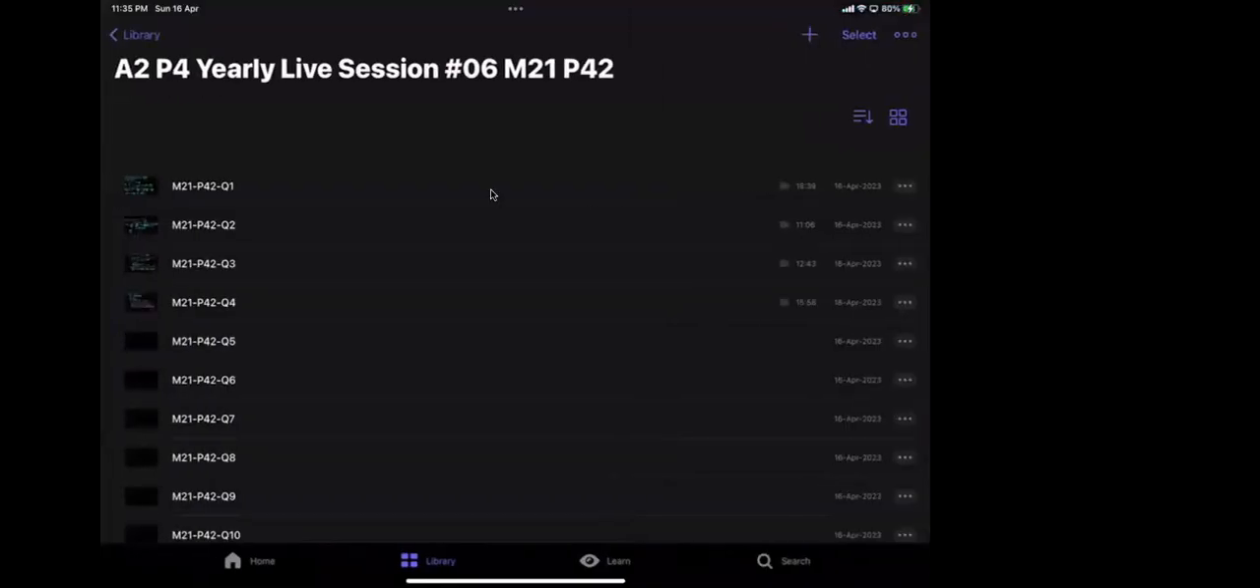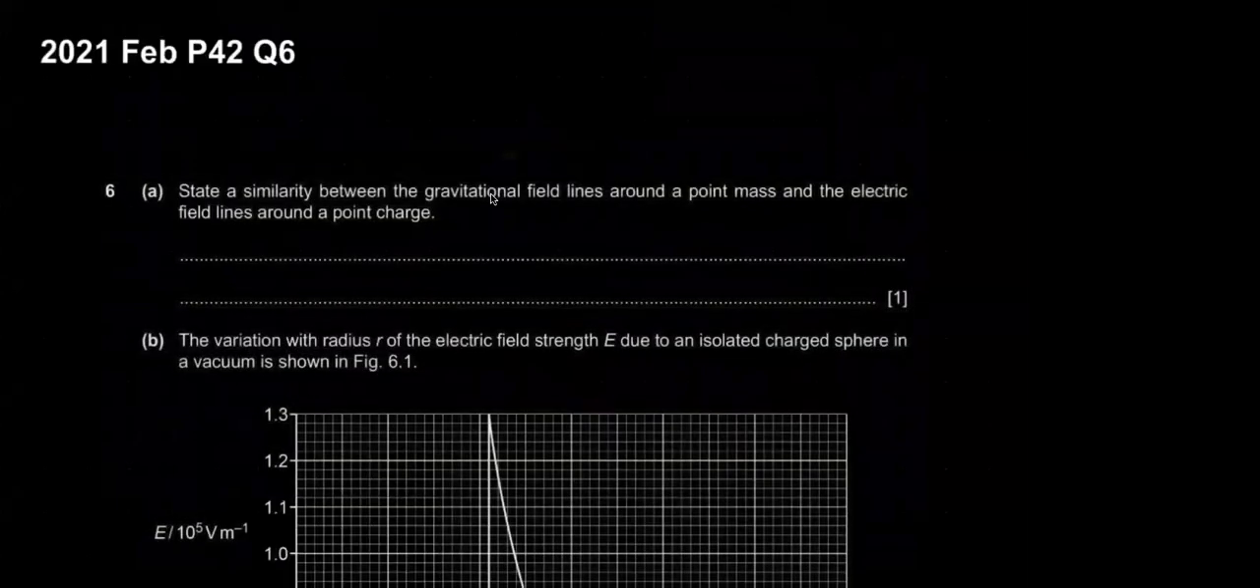So question number five of this paper is actually AM/FM, which is not in the syllabus any longer. So let's go on to question six. Six part A says, state a similarity between the gravitational field lines around a point mass and the electric field lines around a point charge.